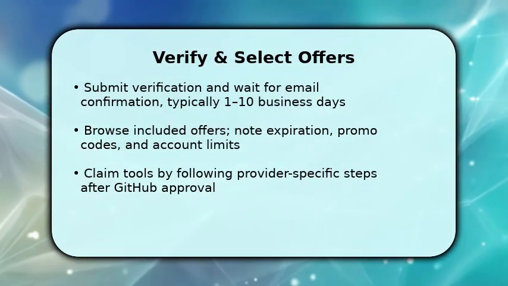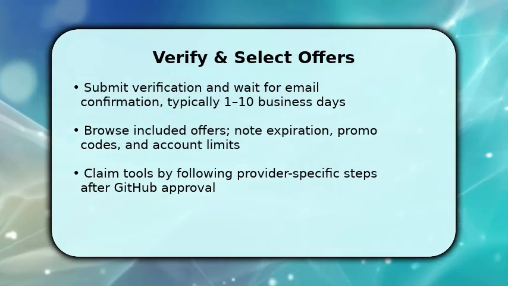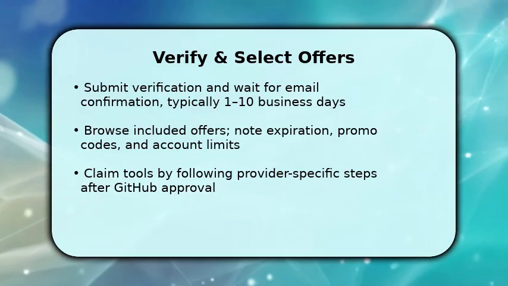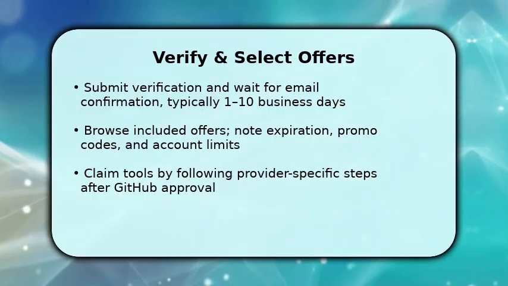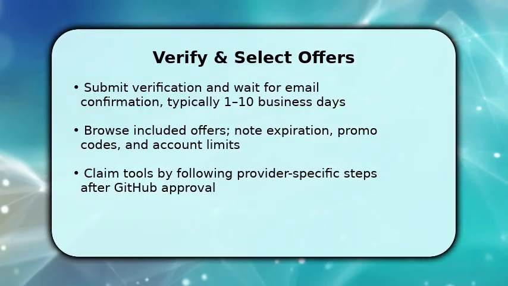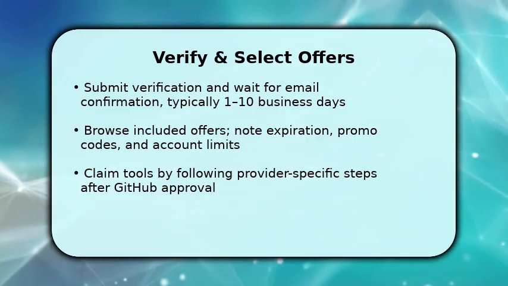Once you submit, GitHub reviews your documents. Expect a confirmation email within 1 to 10 business days. While waiting, explore available partner offers and prioritize those you need most because some require separate signups or promo codes.